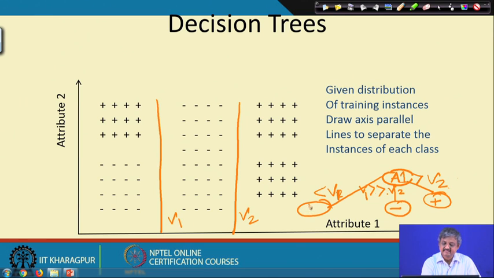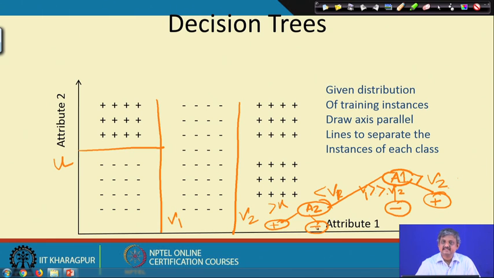If it is this part, then I again check the value of attribute 2, because whereas this region and this region contain points from only one class, so I can infer they belong to that class, here it is mixed. So, I again check the value of attribute A2, and check if it is greater than u or less than u. If it is greater than u, I call it plus. If it is less than u, I call it minus.